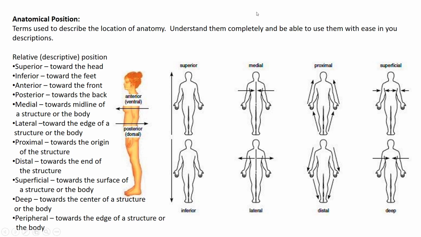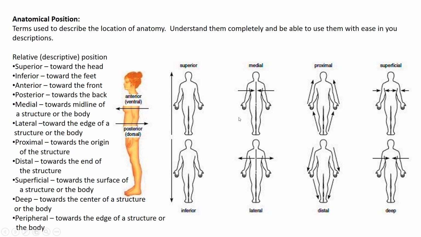So when we're talking about superior, we're talking about towards the head. If you say the ears are superior to the shoulders, that is correct. So anything that is towards the head from another structure is superior. Inferior is towards the feet. If you're talking about anterior, that's toward the front side or the ventral side of the body. If you're talking about posterior, it's toward the back side or dorsal side of the body.